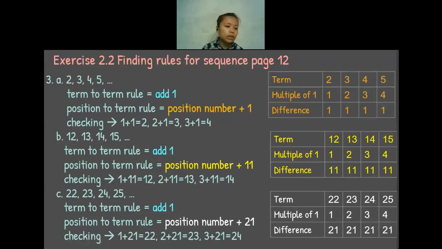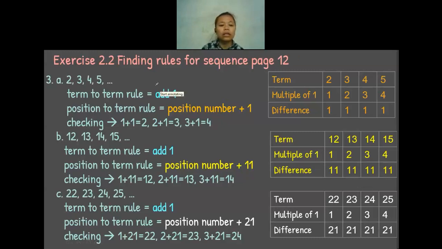For question 3, same, we have to find the term to term rule, then write the sequence in a table, then work out the position to term rule, and then check if the rule is working for the first three terms. So same, we find the term to term rule first. 2 to 3, the difference is 1. 3 to 4, the difference is 1. So the term to term rule is add 1.